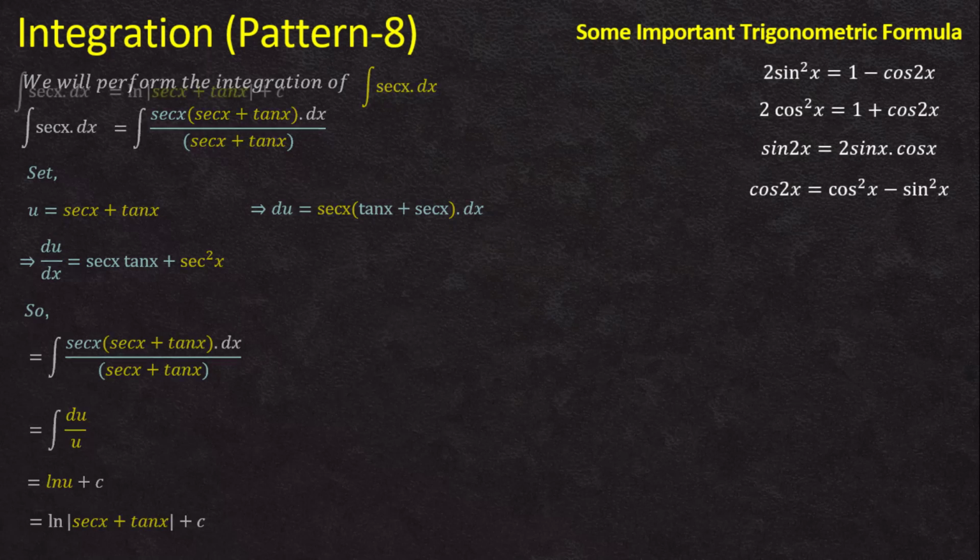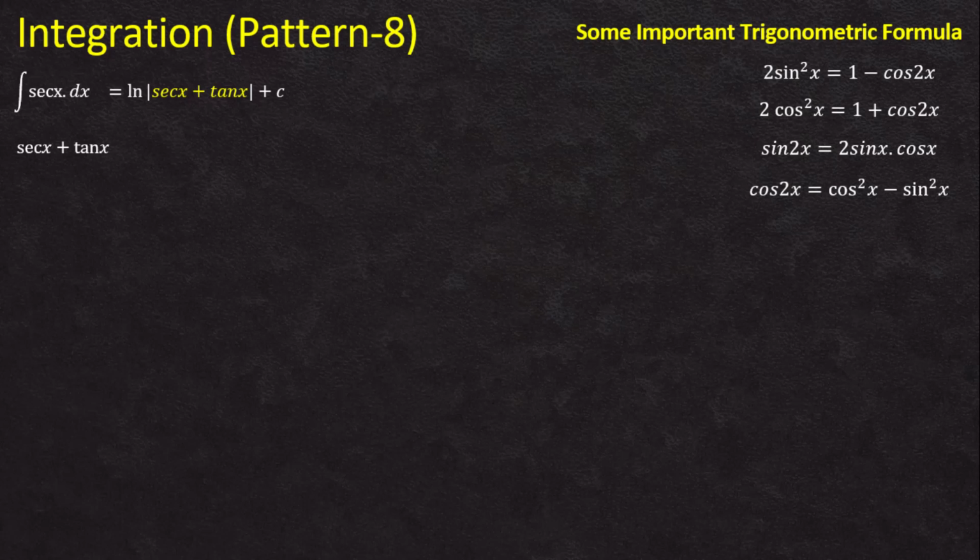Now this sec x plus tan x can be simplified further. Let's see that process. Now this sec x can be written as 1 by cos x and tan x can be written as sin x by cos x. Now we'll simplify this to 1 plus sin x by cos x.